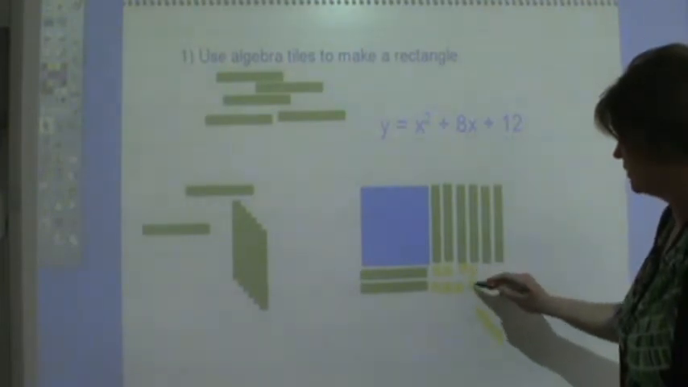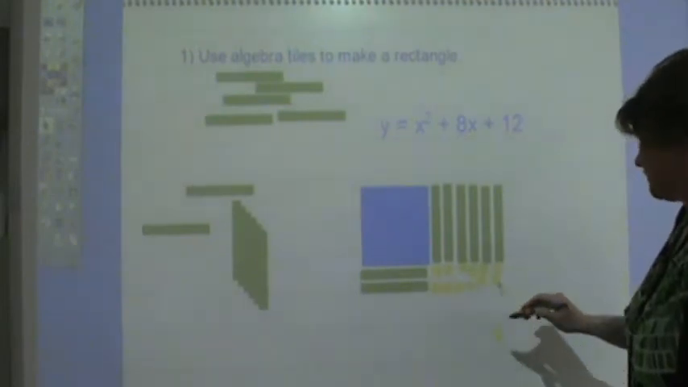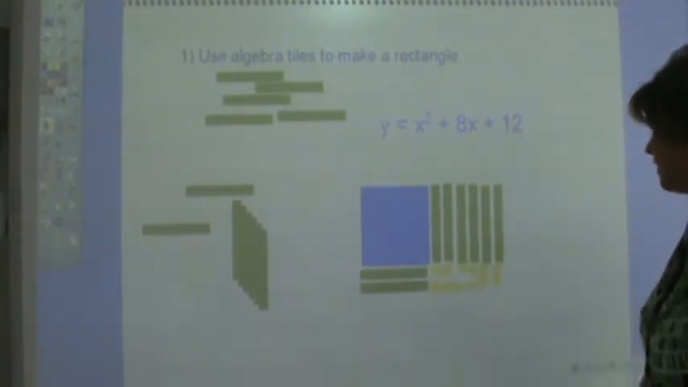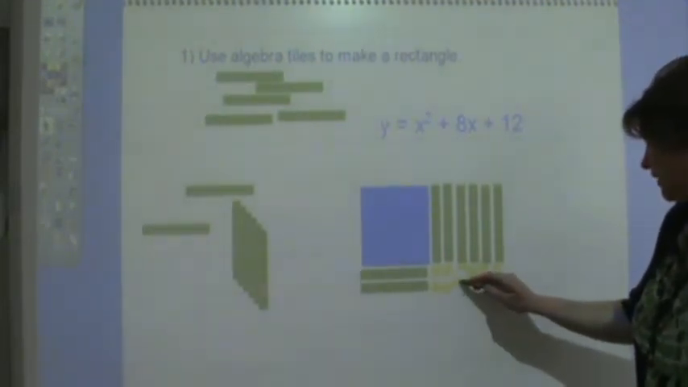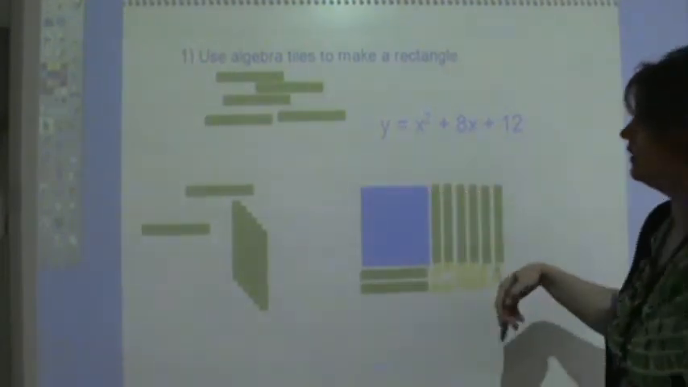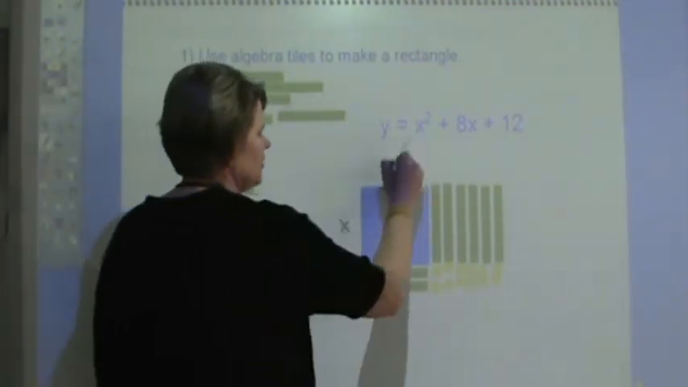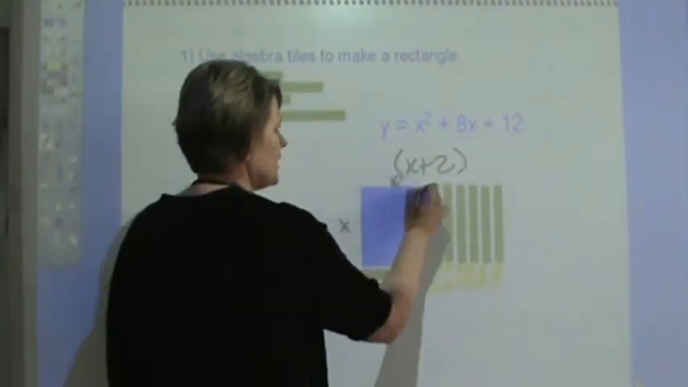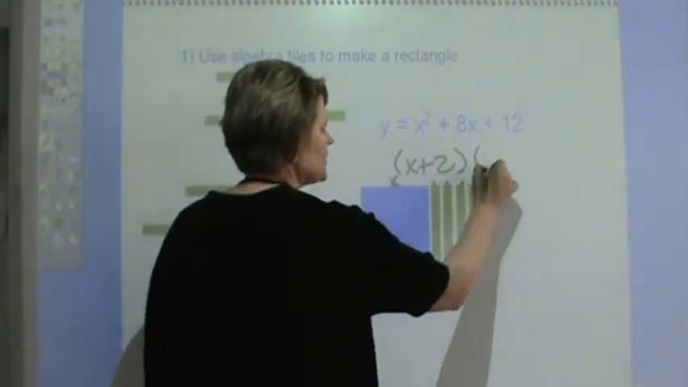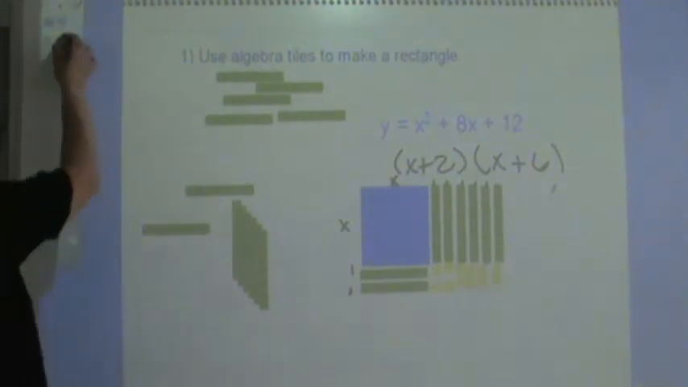So then if I put this all together, of course, if I'm touching them, if you have actual, I had an extra one. We'll just throw him away, because I was supposed to have 12. I had 13. All right, so that makes a rectangle. So then we now know that this factors to x plus 2 times x plus 6. Okay? So not so bad.